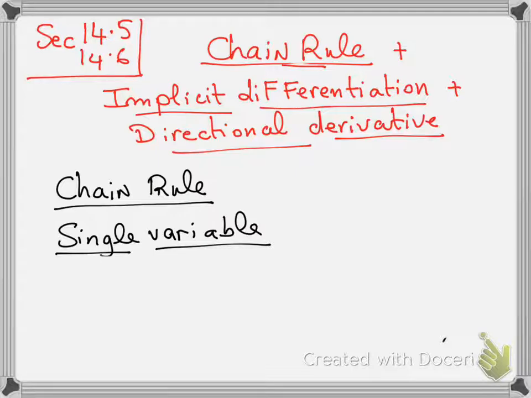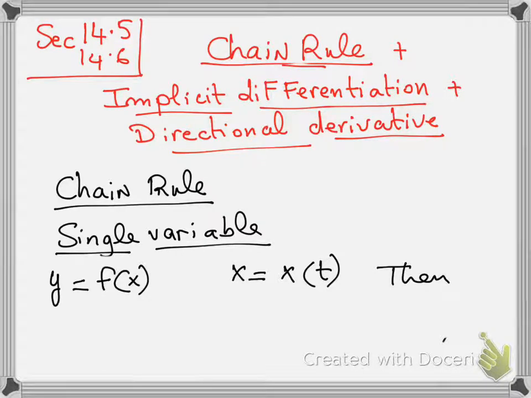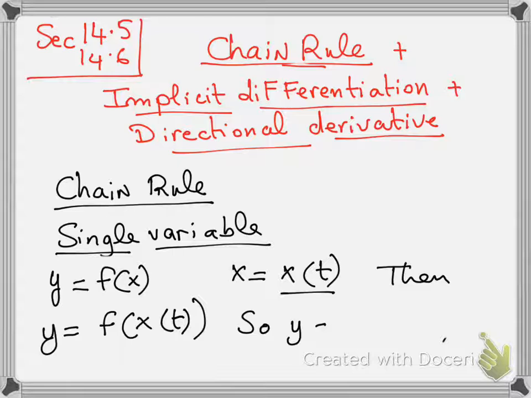And let me remind you the case of a function of a single variable. So if you have, let's say, y as a function of x, so y is equal to f of x, just a single variable, right? And then let's suppose that x is also a function of t. So x is equal to x of t, right? So then y would be f of x, but x is x of t. So that's f of x of t, right? So then y is actually a function of t, right? And so the question is, what's y prime of t?